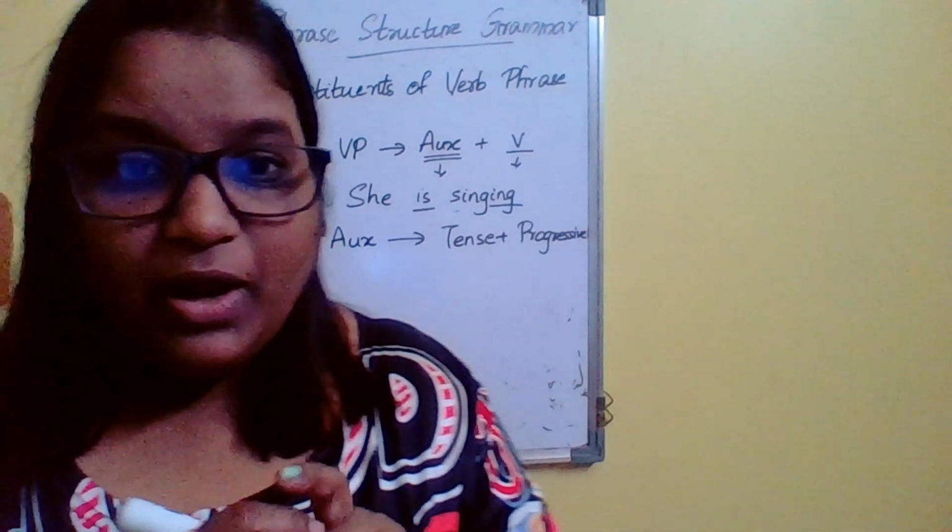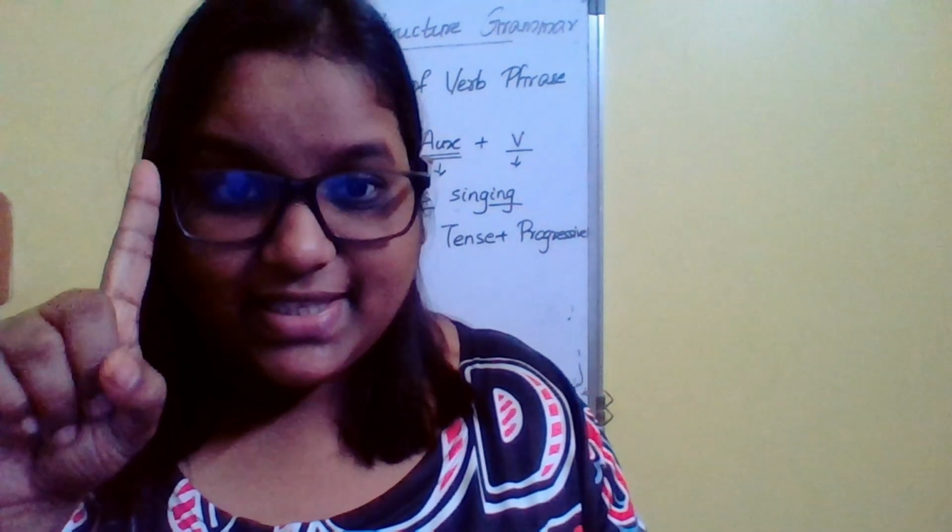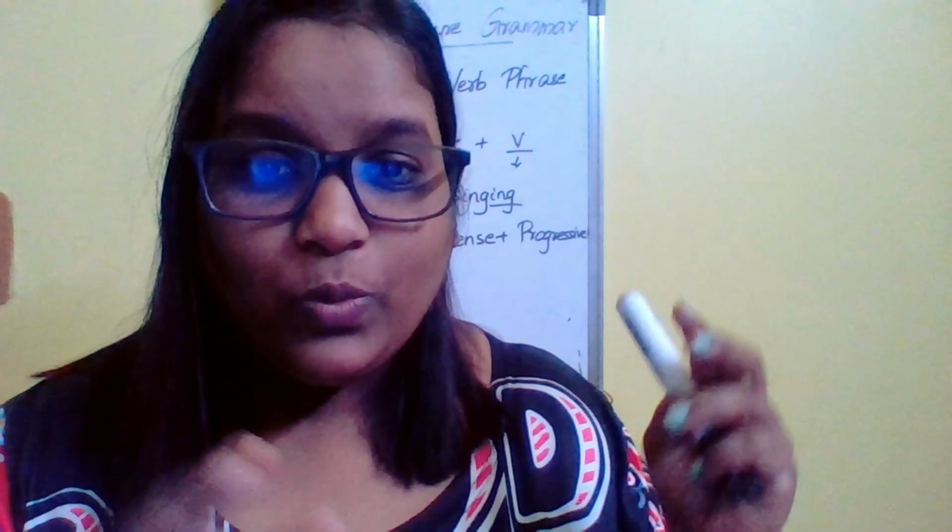So we learned about four possibilities of auxiliary. Auxiliary can be tense, that's the first one. Second one is auxiliary can be tense plus modal. Third one is auxiliary can be tense plus perfective. Fourth one is auxiliary can be tense plus progressive. So I hope you write all this down. So let's move on to the fifth possibility. Now let's get into a combination of these four.